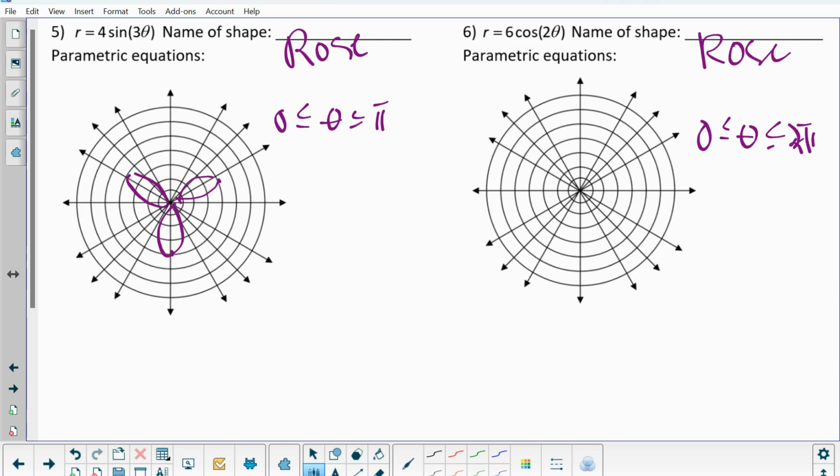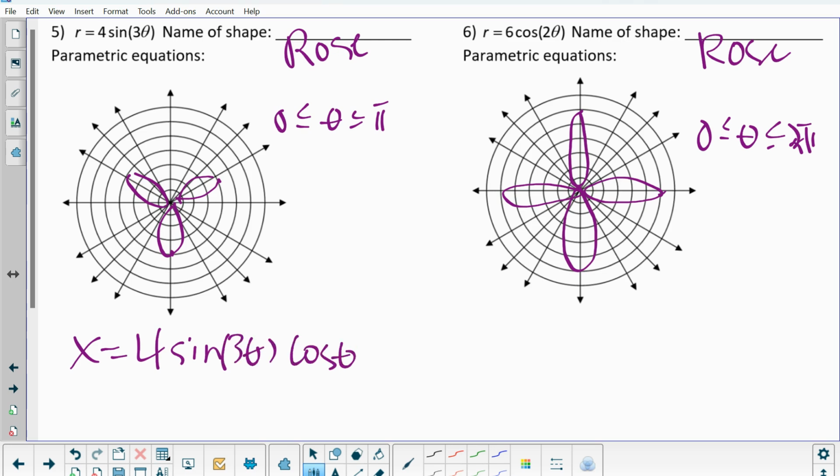Again, I'm not doing a great job with this very bad stylus. Cosine roses will always have a petal on the polar axis. And then because there are 4 petals, they're always split evenly. So there'll be one on this axis here, here, and down here. And your parametrics, I feel like I don't even need to write this anymore, but I'm going to at least write this one: x equals 4 sine 3 theta times cosine theta, and y equals 4 sine 3 theta sine theta.